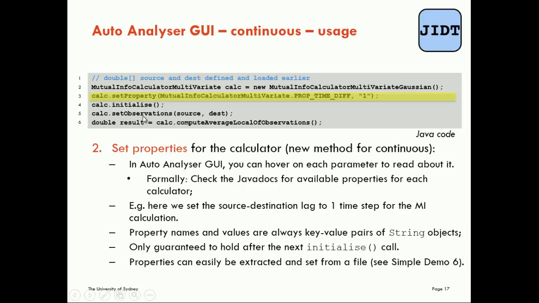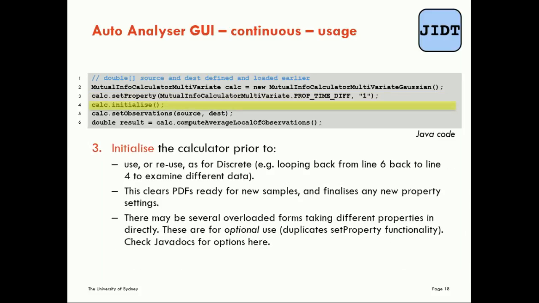The properties can also be easily extracted and set from a file. You can set all the properties you want in a file and basically throw the file in. You can see how to do that using our simple Java demo number 6. I'm not going to go through that here. You'll also find that there's a get property method as well. If you want to read out the properties later on, you can call get property with the same property name and extract those values.